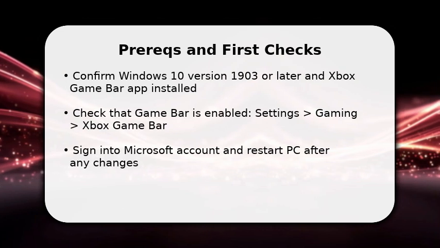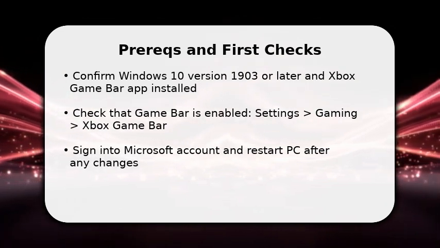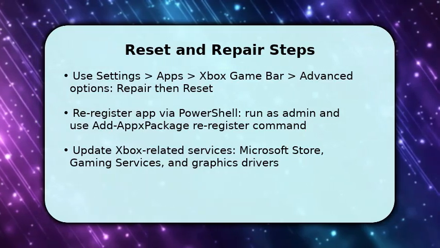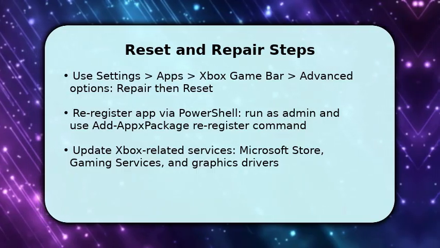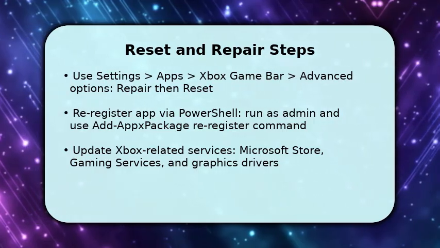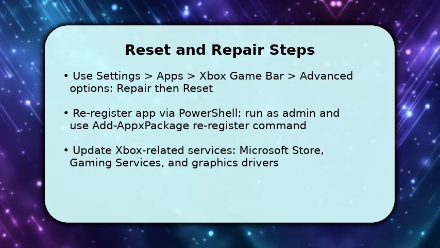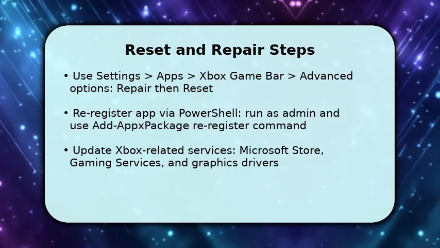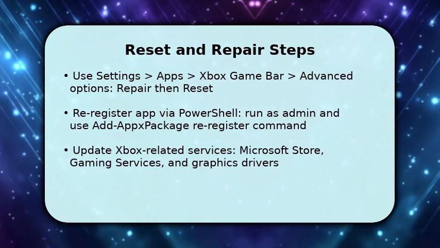Now you move into the detailed execution. Open Settings, Apps, find Xbox Game Bar, and choose Advanced Options. Try Repair first, then Reset if needed because Reset clears cached data. If that fails, run PowerShell as administrator and re-register the app package. This rebinds system components. Also make sure gaming services and Microsoft Store are updated and update your GPU drivers. Outdated drivers block overlays.